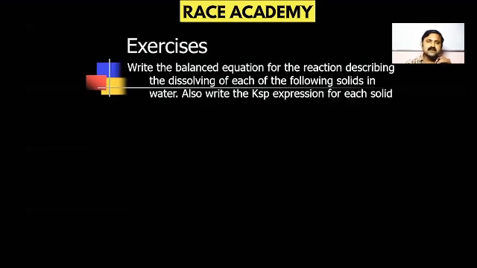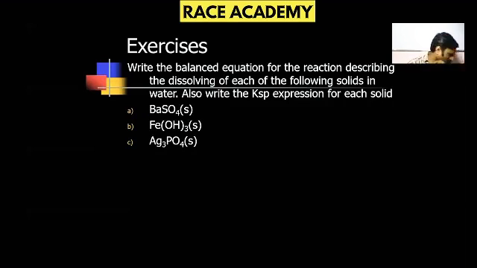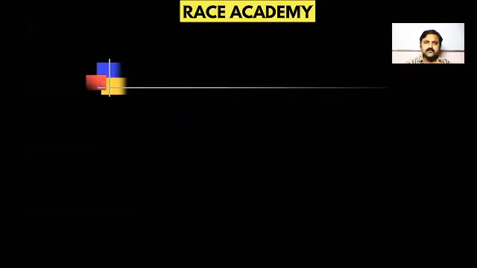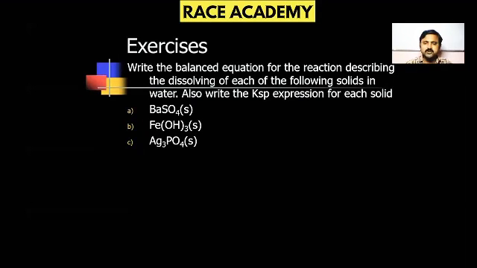Next, write the balanced equation for the reaction describing the dissolving of each of the following solids in water, and also write the Ksp expression for each solid. In the first one we have barium sulfate, which gives Ba2+ and SO4 2- ions. Likewise, we have ferric hydroxide, Fe(OH)3, a solid that gives Fe3+ and OH- ions. Then Ag3PO4, silver phosphate, gives silver ions and phosphate ion. We can write all these based on the previous discussion.